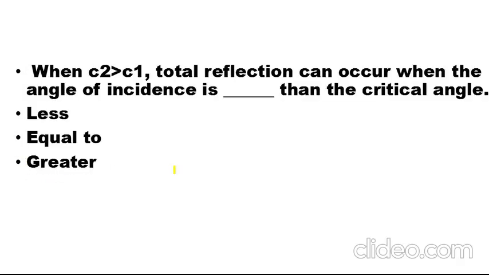Okay, when C2 is greater than C1, total reflection can occur when the angle of incidence is dash than the critical angle: less, equal to, you see, or greater. So the correct answer is when the angle of incidence is greater than the critical angle, total reflection occur होती है.